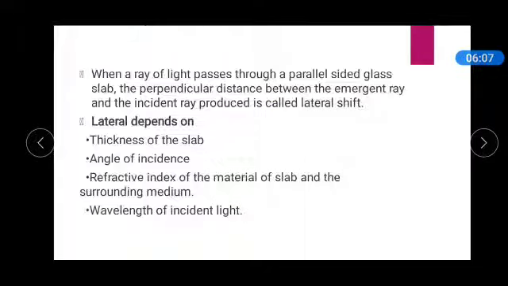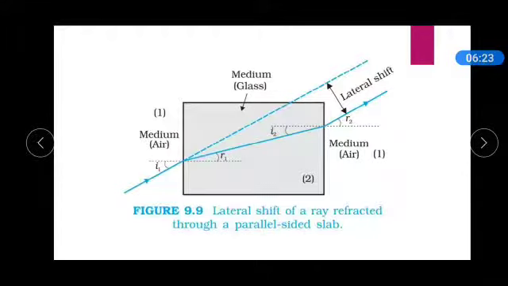So the definition states as such: when a ray of light passes through a parallel-sided glass slab, the perpendicular distance between the emergent ray and the incident ray produced is called lateral shift. So let us understand this through a diagram from the text. Here, when the light ray travels from a rarer to a denser medium, it bends towards the normal, and again, when it travels from a denser to a rarer medium, it bends away from the normal.